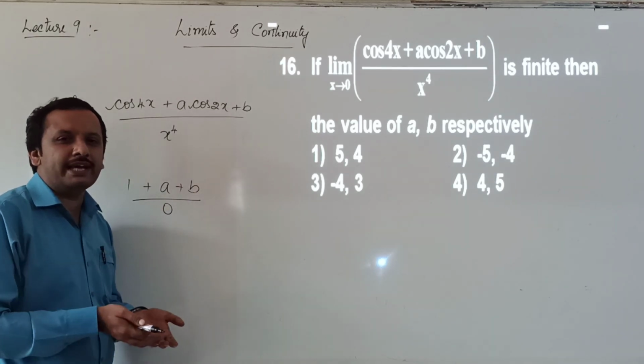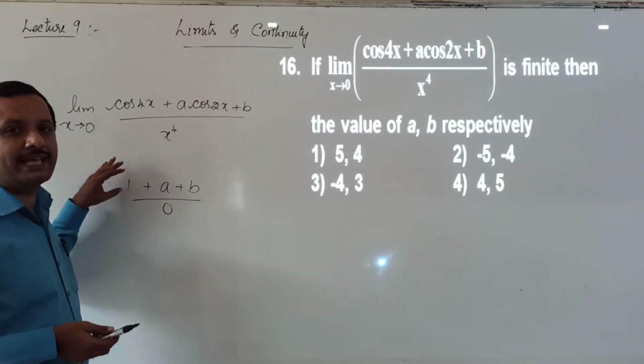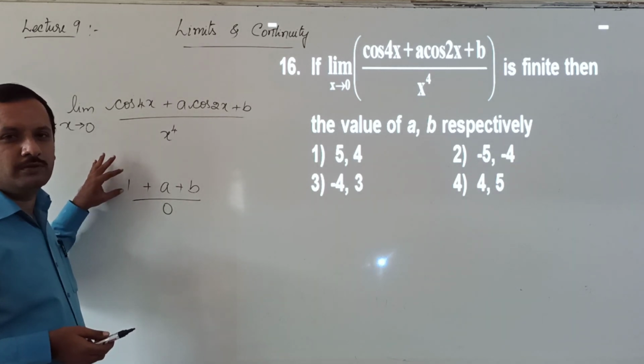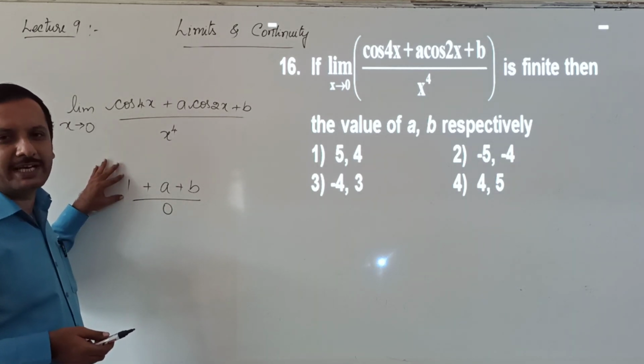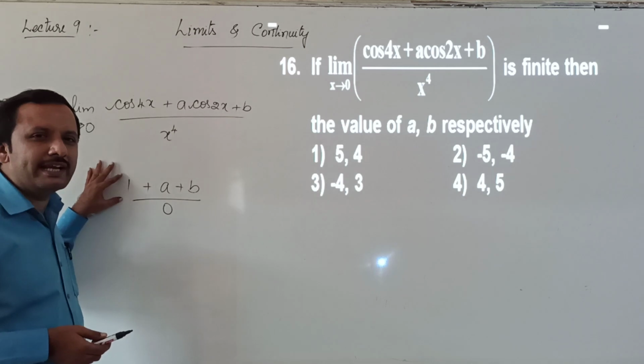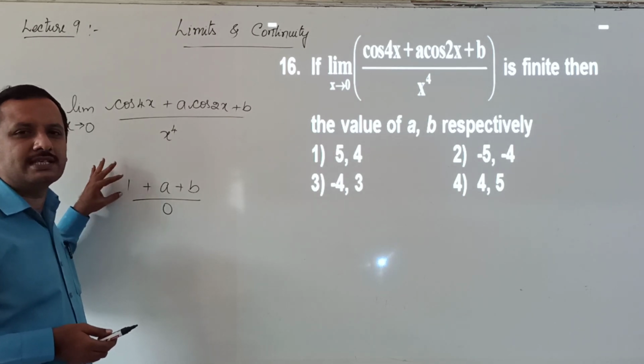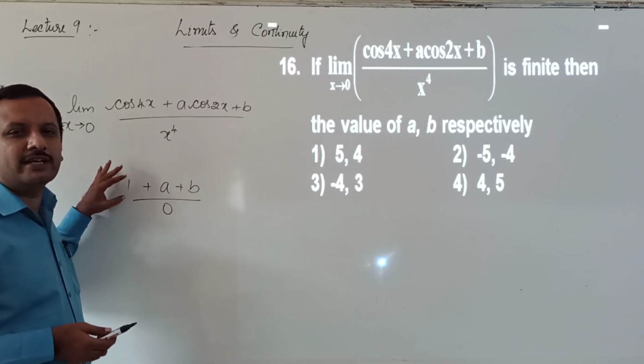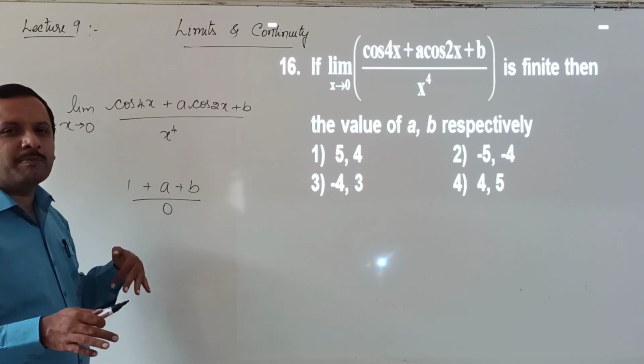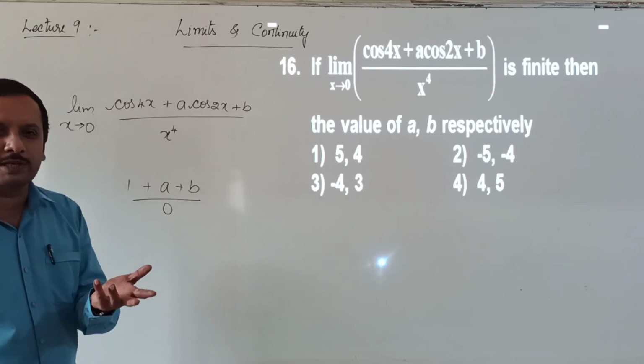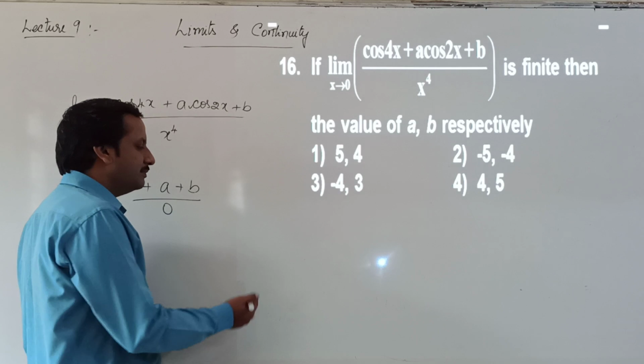So if it is finite, we have seen that it cannot be positive, because if it is positive, this limit is tending to plus infinity. It cannot be negative, because when this is negative, this limit is tending to minus infinity. Cannot be positive, cannot be negative means only one option left. What is that option? 0.